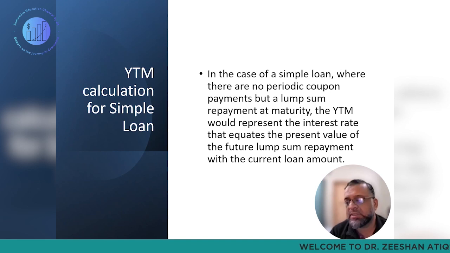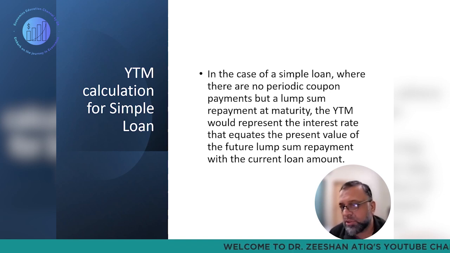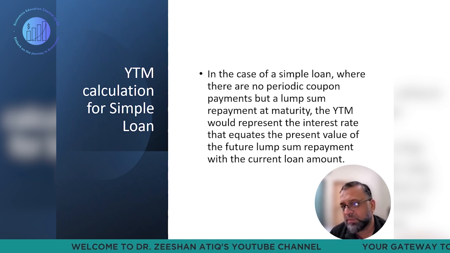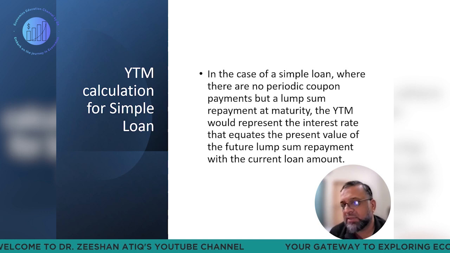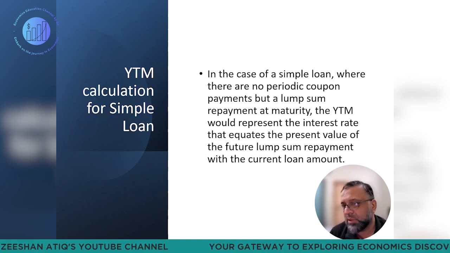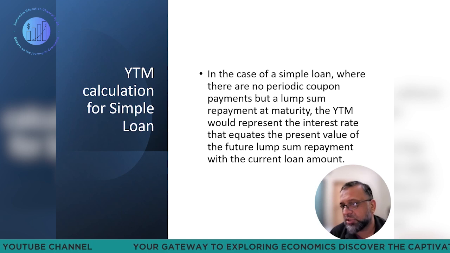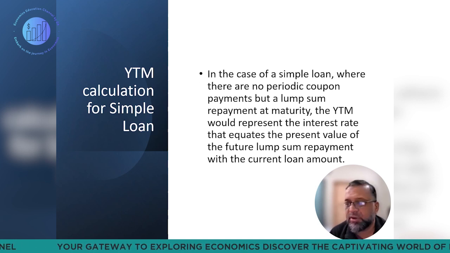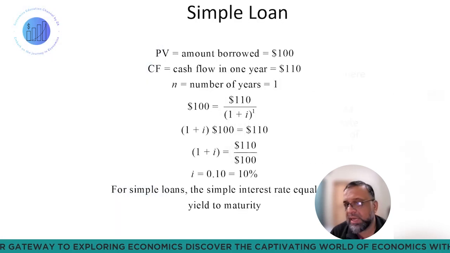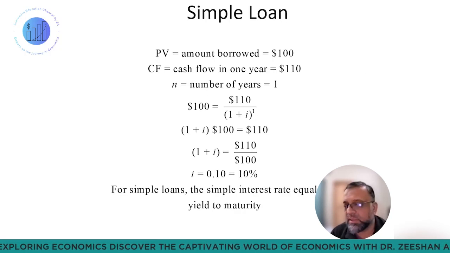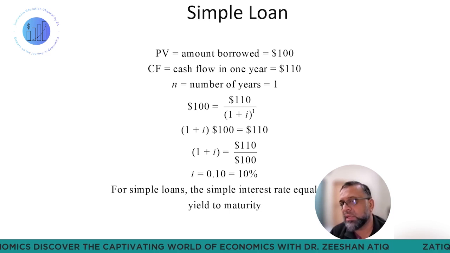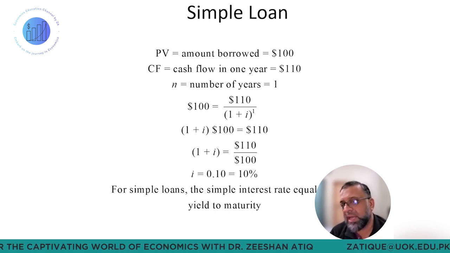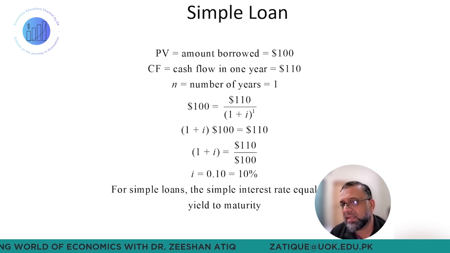Now, if you use this concept for the calculation of a simple loan, you must remember that this is the interest rate that equates the discounted cash flows to the price of the instrument. A simple loan is a loan that makes you a one-time payment at the time of maturity. Say for example, the value that is being borrowed is $100, and the amount that you will get in the end will be $110. So it means the interest is $10 on the investment of $100.